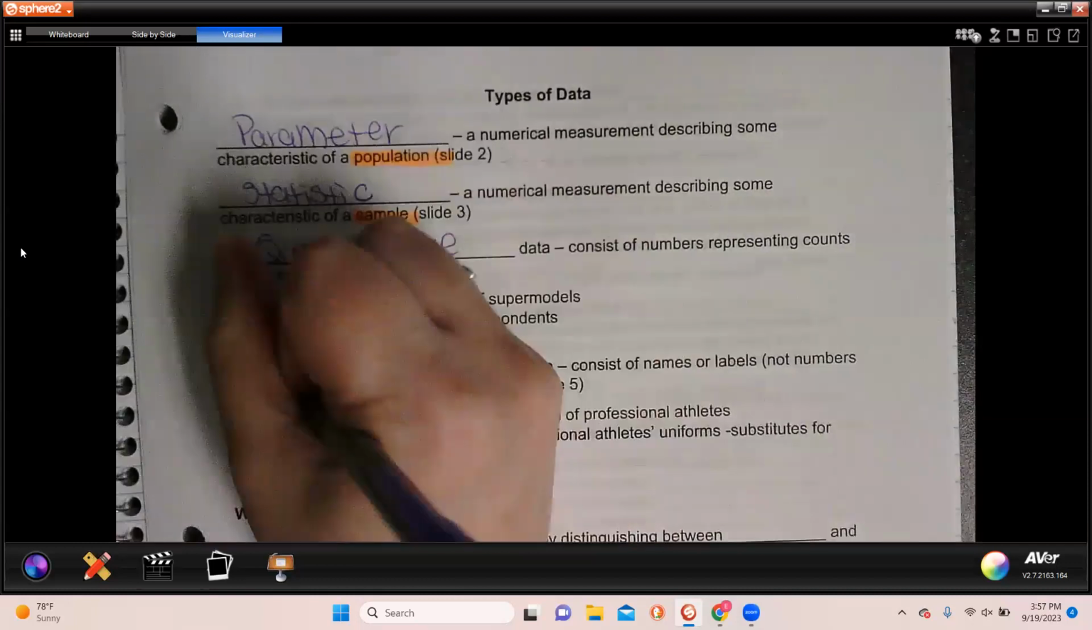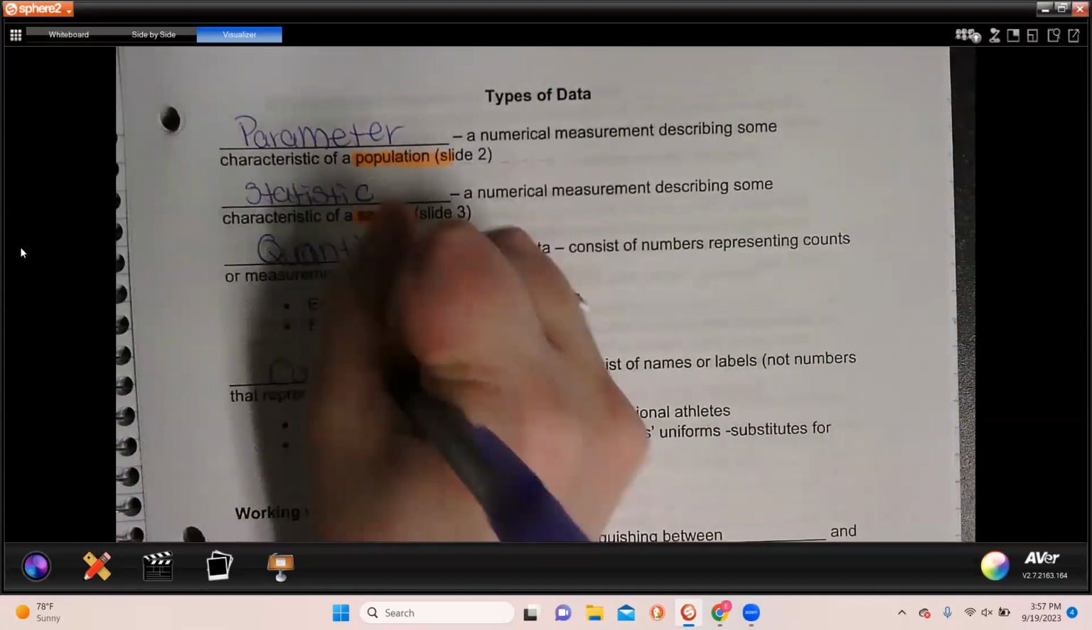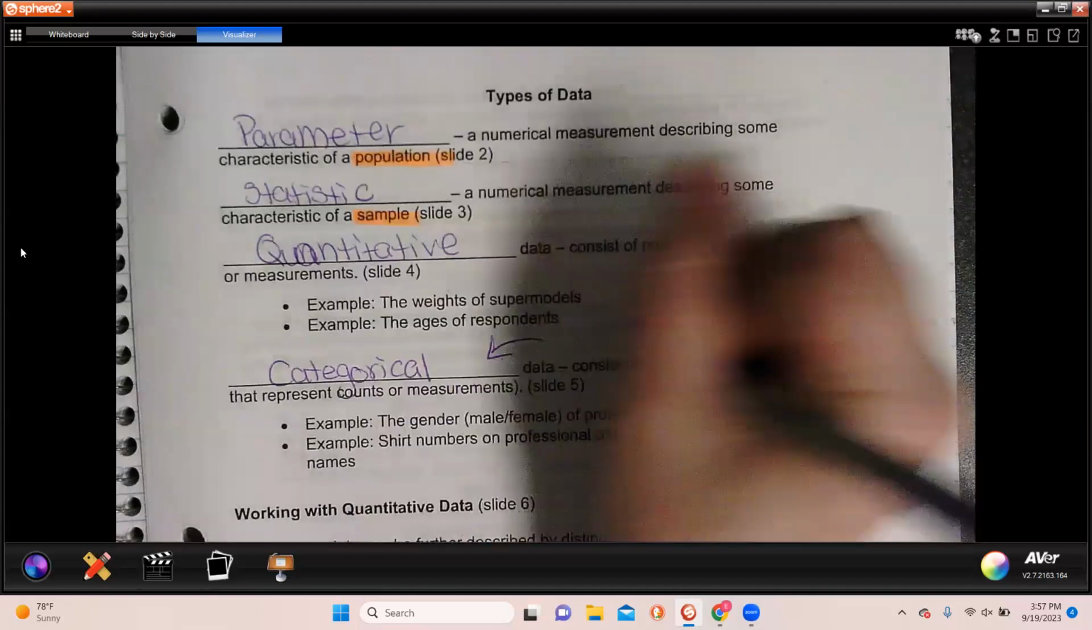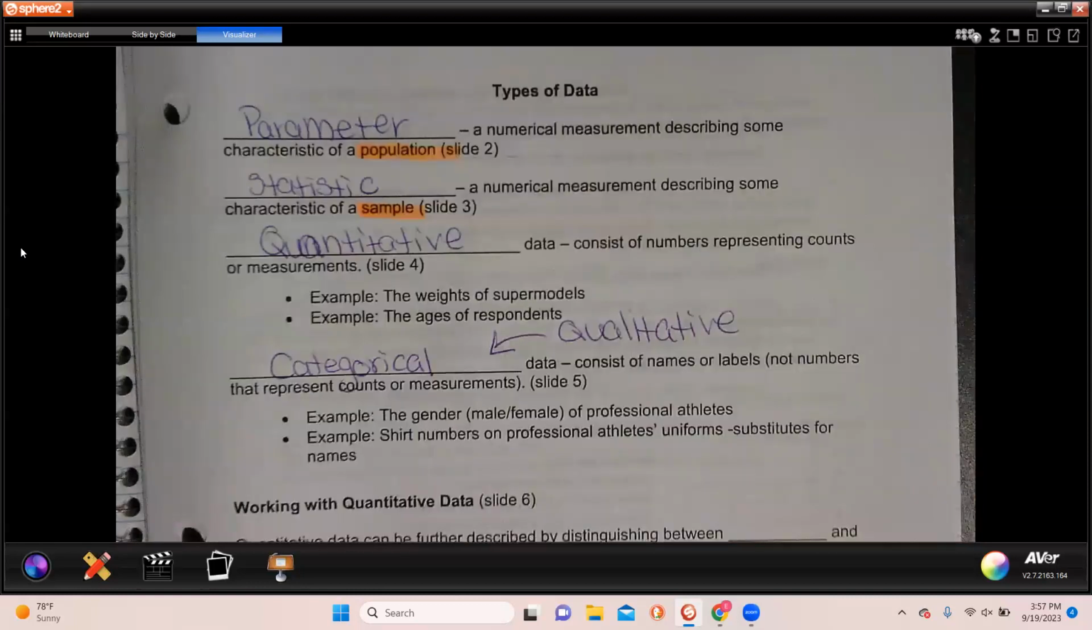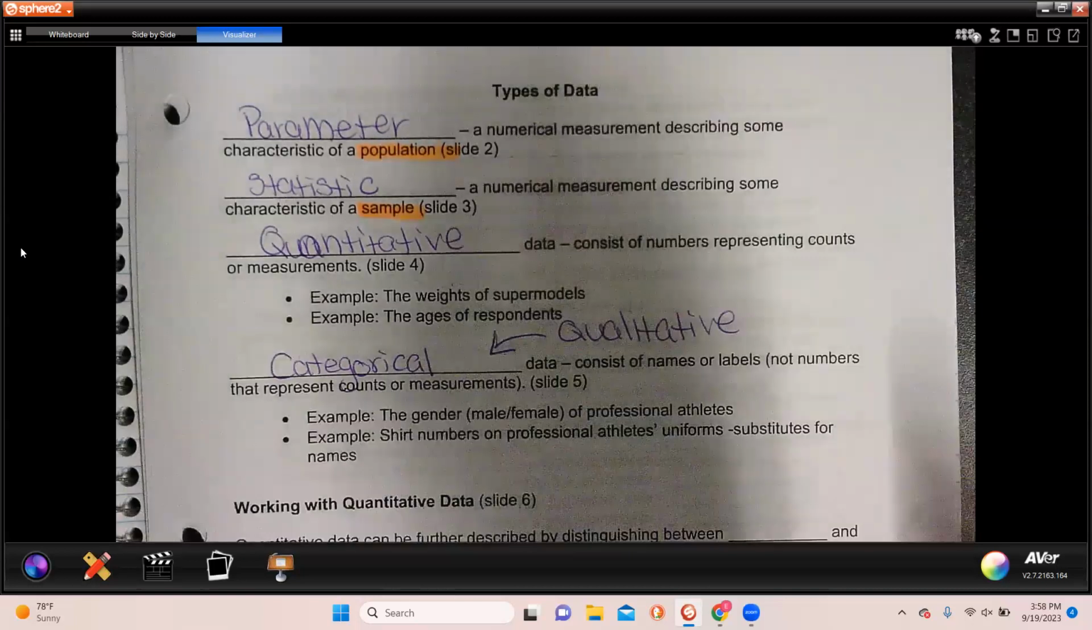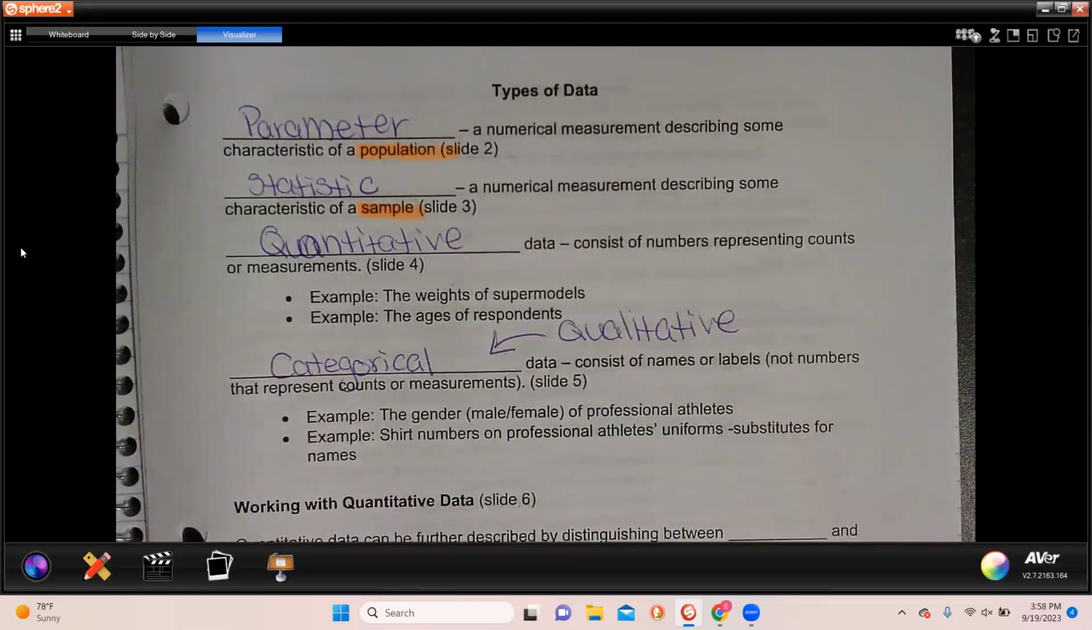Okay, categorical is the other one. There is another name for categorical. It's qualitative. They are interchangeable, so I'm going to write it here, even though categorical is the most commonly used one. It's called categorical because these are categories. They consist of names or labels. Okay, so there should not be numbers, but there can be numbers. Gender is one version of categorical data. Shirt numbers on professional athletes. Okay, because it substitutes for their names, it is considered categorical. Okay, the numbers on a jersey do not represent any kind of measurable data.